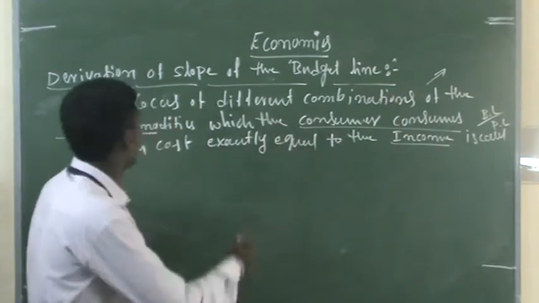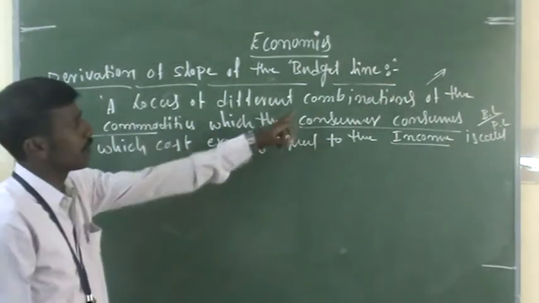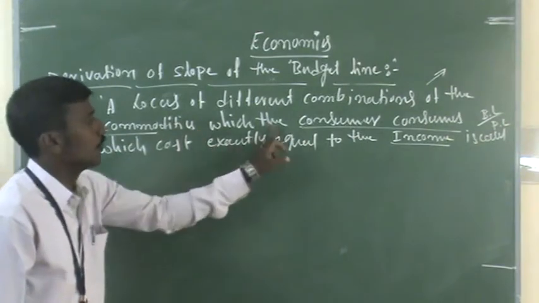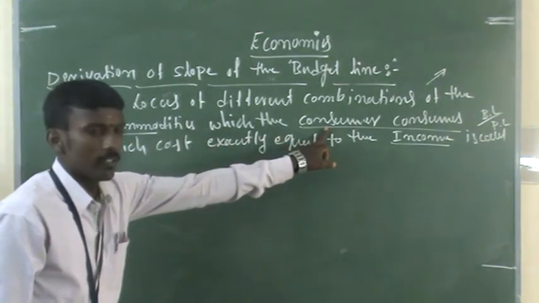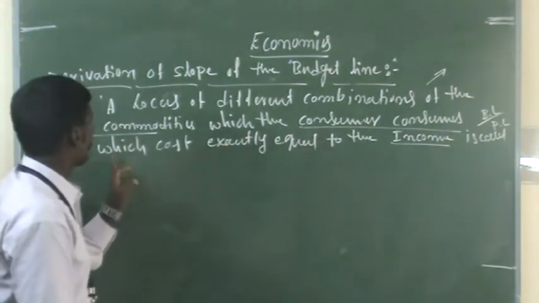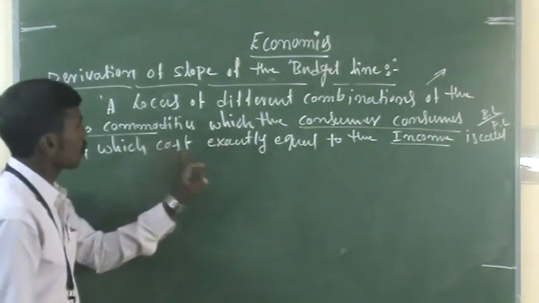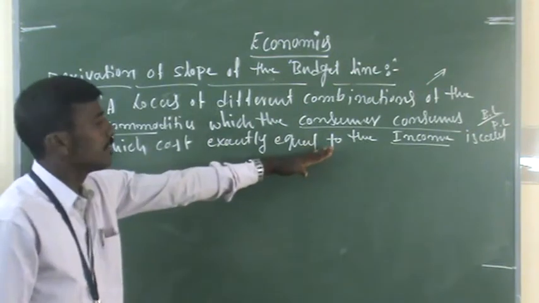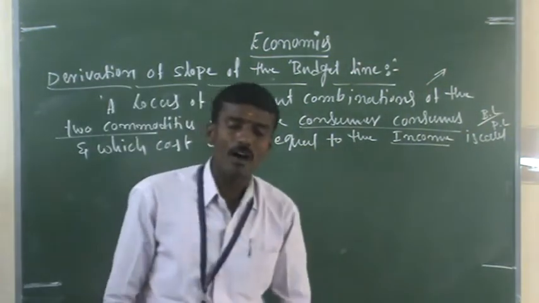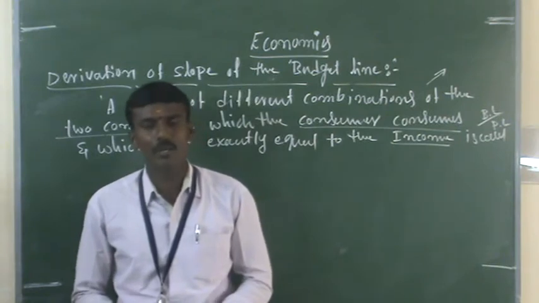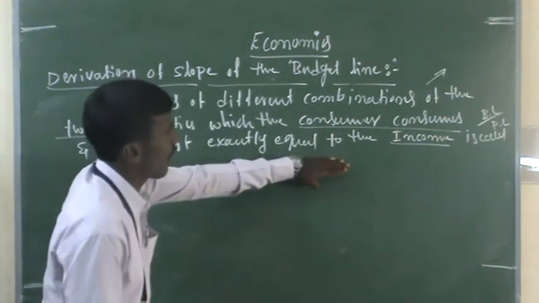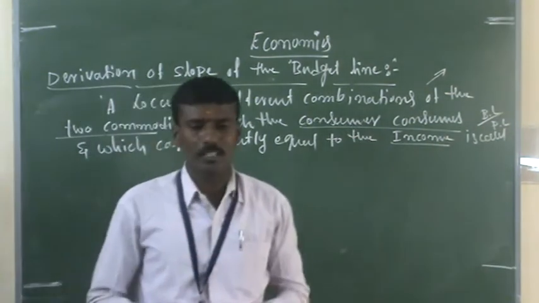ಆ ತರ ಕೇಳಿದಾಗ ನಾವು ಎ ಲೋಕಸ್ ಆಫ್ ಡಿಫರೆಂಟ್ ಕಾಂಬಿನೇಷನ್ಸ್ ಆಫ್ ಟೂ ಕಮಾಡಿಟೀಸ್ ಆರ್ ದ ಟೂ ಗೂಡ್ಸ್ which the consumer consumes and which cost means that two commodities cost is exactly equal to the consumer income is called or is known as the budget line or a price line.